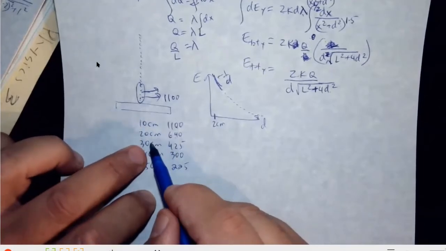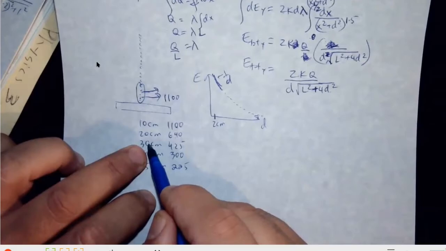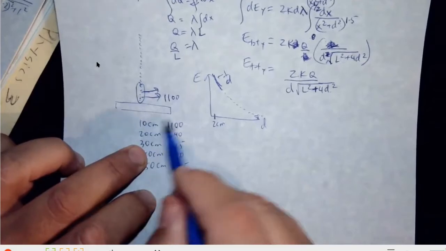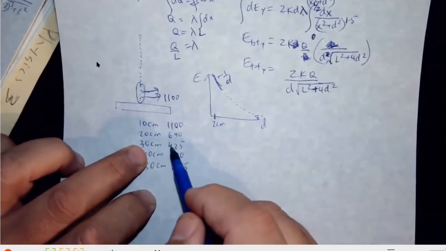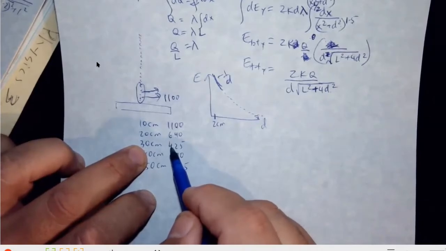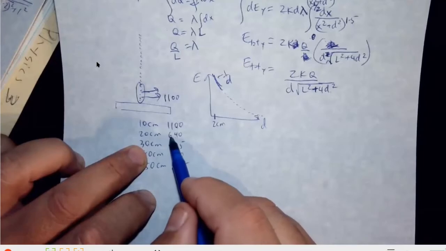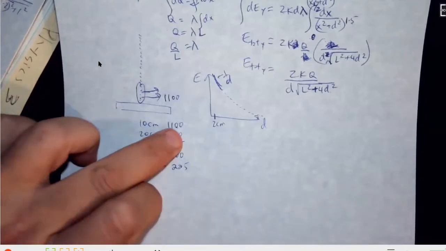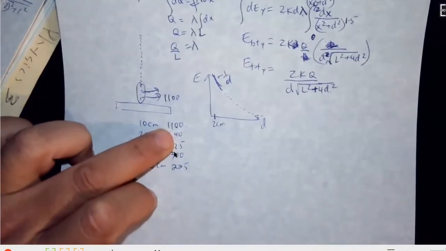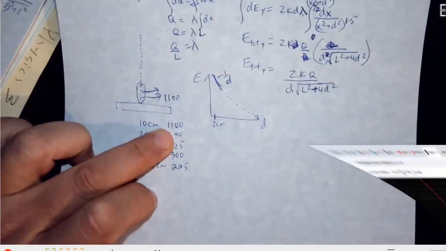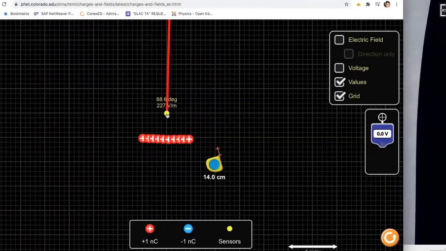So 30 centimeters, what should that be? That one should be 1/3 of 1100. Let's see, 3 times this would be 1200. It looks like the one that's kind of off is the first one. Let me see. 10 centimeters. Maybe that's 10 centimeters, yeah.